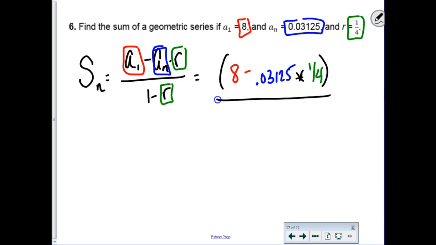And then you're going to divide it by, use parentheses or do some mental math, 1 minus 1/4. Even if you simplified that to 3/4, which it is, you would have to put 3/4 in parentheses when you divide by a fraction. So keep that in mind. Type, y'all.